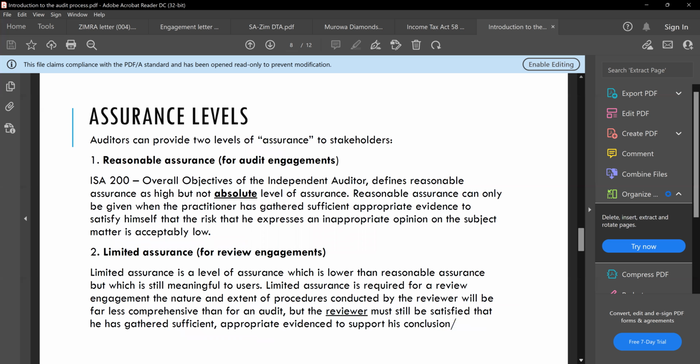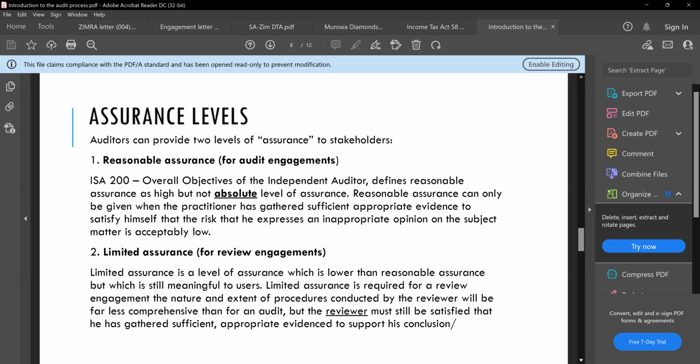Let's take a look at the assurance levels. Auditors can provide two levels of assurance to stakeholders: reasonable assurance for audit engagements and limited assurance for review engagements. ISA 200 defines reasonable assurance as a high, but not absolute, level of assurance. Reasonable assurance can only be given when the practitioner has gathered sufficient appropriate evidence to satisfy himself that the risk that he expresses an inappropriate opinion on the subject matter is acceptably low.